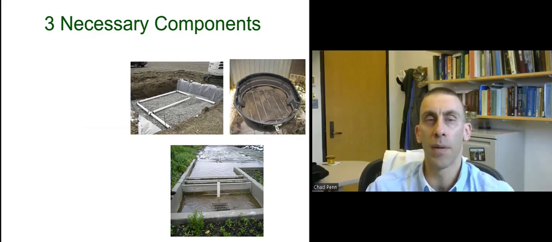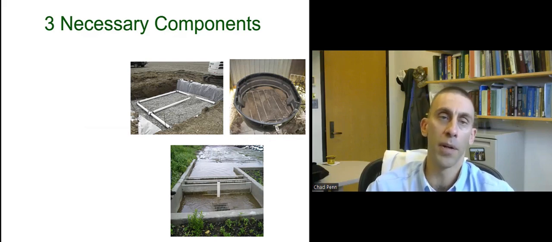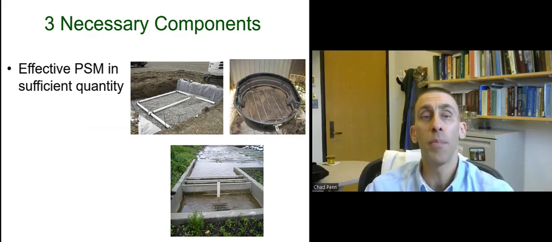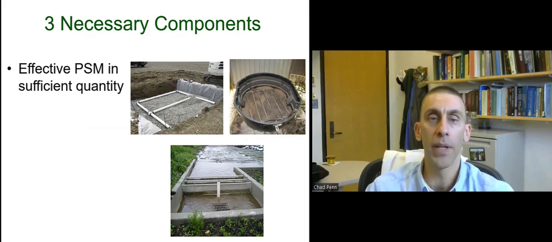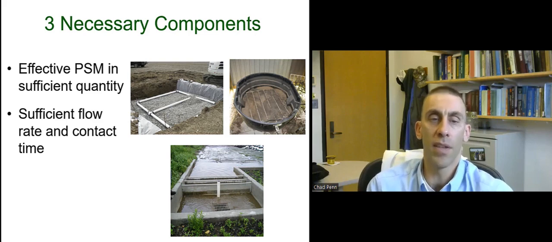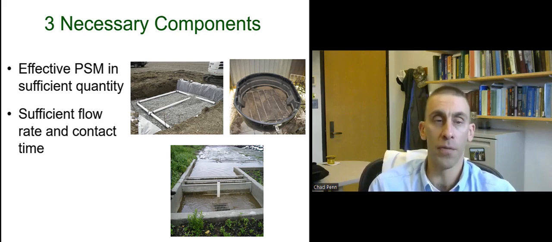So that's pretty broad. A landscape scale filter is a pretty broad idea, but in general, there are three necessary components. These structures can be very diverse in appearance, but they all have three things in common. They have an effective P-sorption material, that's your filter media, a PSM. They contain an effective PSM in a sufficient quantity. That is, they have to have enough quantity to be able to handle the runoff or drainage water flow rates. They need to be able to handle the loads, and they need to be designed such that they're in contact with the water for a sufficient amount of time.